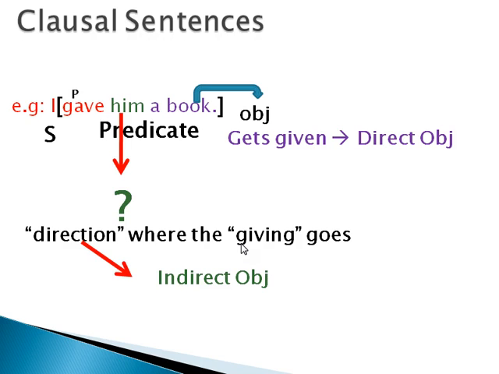Where is the preposition? The preposition is implicit in the paraphrase of the sentence. I gave a book to him. Okay, you have to understand these pronouns, and I don't think we have this in English.